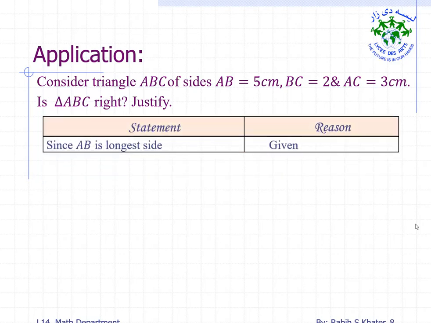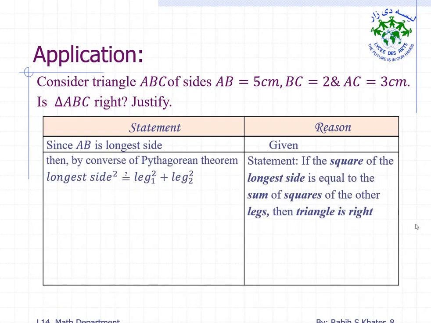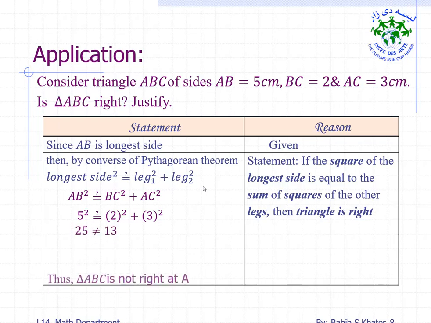Statement and reason. Since AB is the longest side given, and we need to prove that the triangle is right, then we have to use converse of Pythagoras theorem. Please always write the statement and put the longest side, put the formula: longest side squared, is it equal to leg 1 squared plus leg 2 squared. Now replace: AB squared, the longest side, is it equal to BC squared plus AC squared? Replace the values, they are not equal, thus the triangle is not right at A.